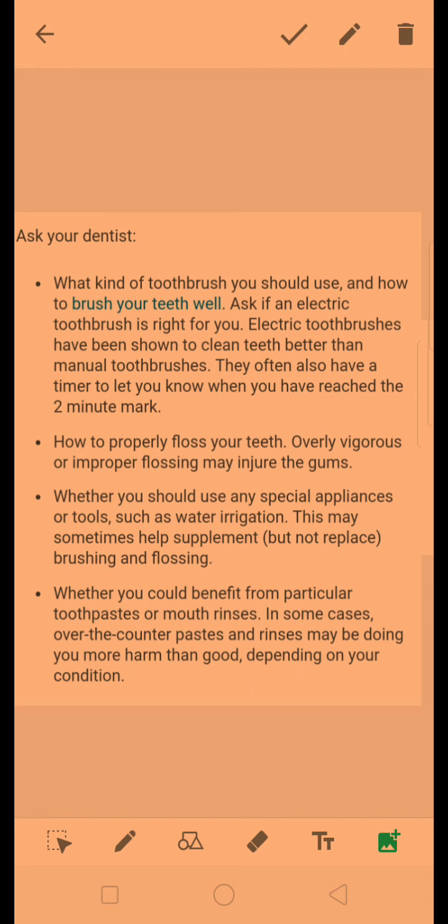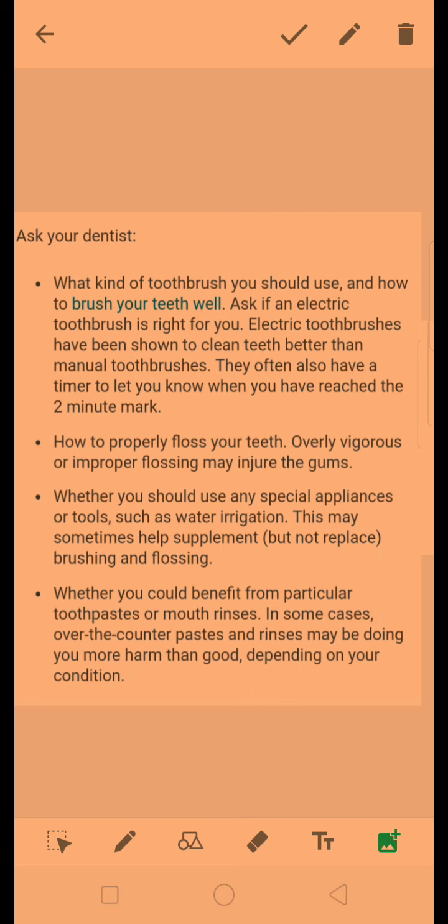Next is what to ask your dentist. So you should ask your dentist what kind of toothbrush you should use and how to brush your teeth well. Ask if an electric toothbrush is right for you. Electric toothbrushes have been shown to clean teeth better than manual toothbrushes. They often also have a timer to let you know you have reached the 2-minute mark. So if you are not using an electric toothbrush, at least you should brush with a manual toothbrush for at least 2 minutes. Then ask how to properly floss your teeth.